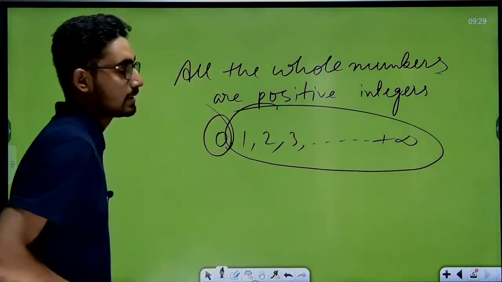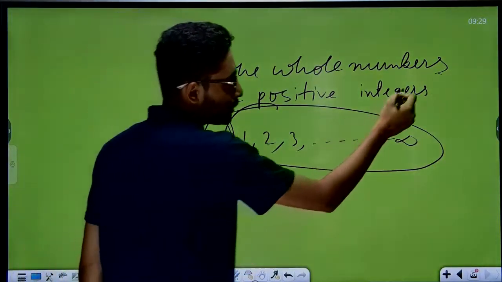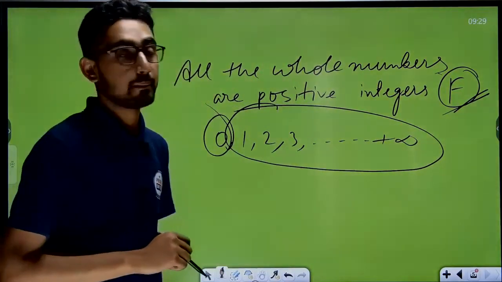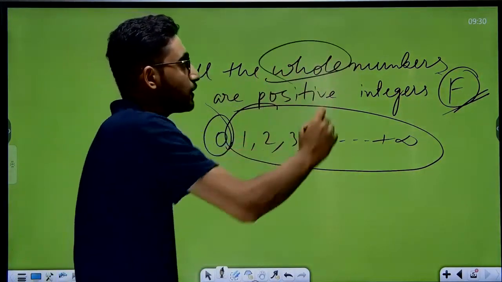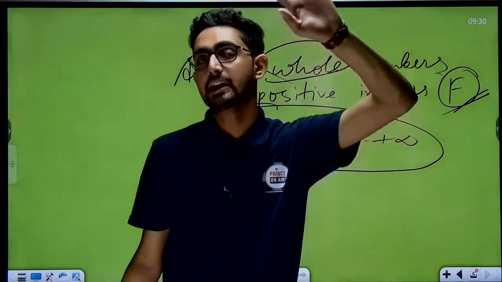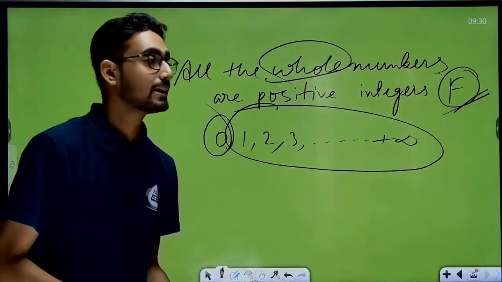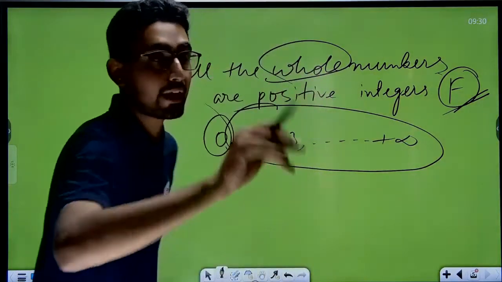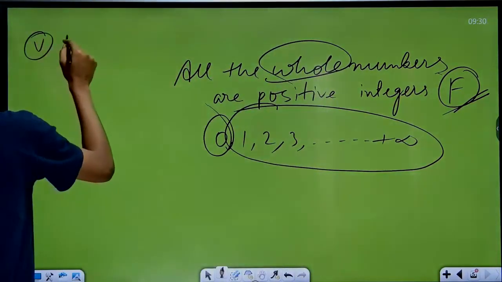0 is not a positive number. That's why we can say this is your false statement. Because here it says whole numbers. If your question said natural numbers, then 100% correct. But here it says whole numbers. That's why we can say this is your false statement.